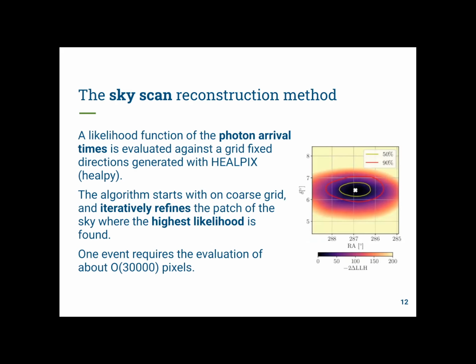And in fact, we do this by evaluating a likelihood function for the photon arrival times on a HEALPix grid. And to reduce the number of pixels we have to test, the algorithm starts on a coarse grid, and then iteratively refines the patch of the sky where the highest likelihood is found. And to give you an idea, one event requires the evaluation on about 30,000 pixels, but also depending on how you set up your reconstruction.